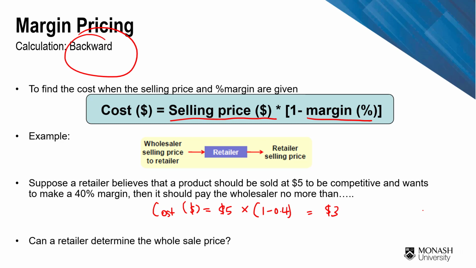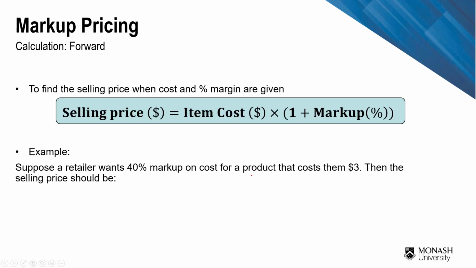They are talking about a container, right? So if you think about one cargo ship full of the product, then obviously you can actually sell a lot more. Okay, so we have the margin pricing. Now what we are doing is that we are also going to calculate the markup pricing.